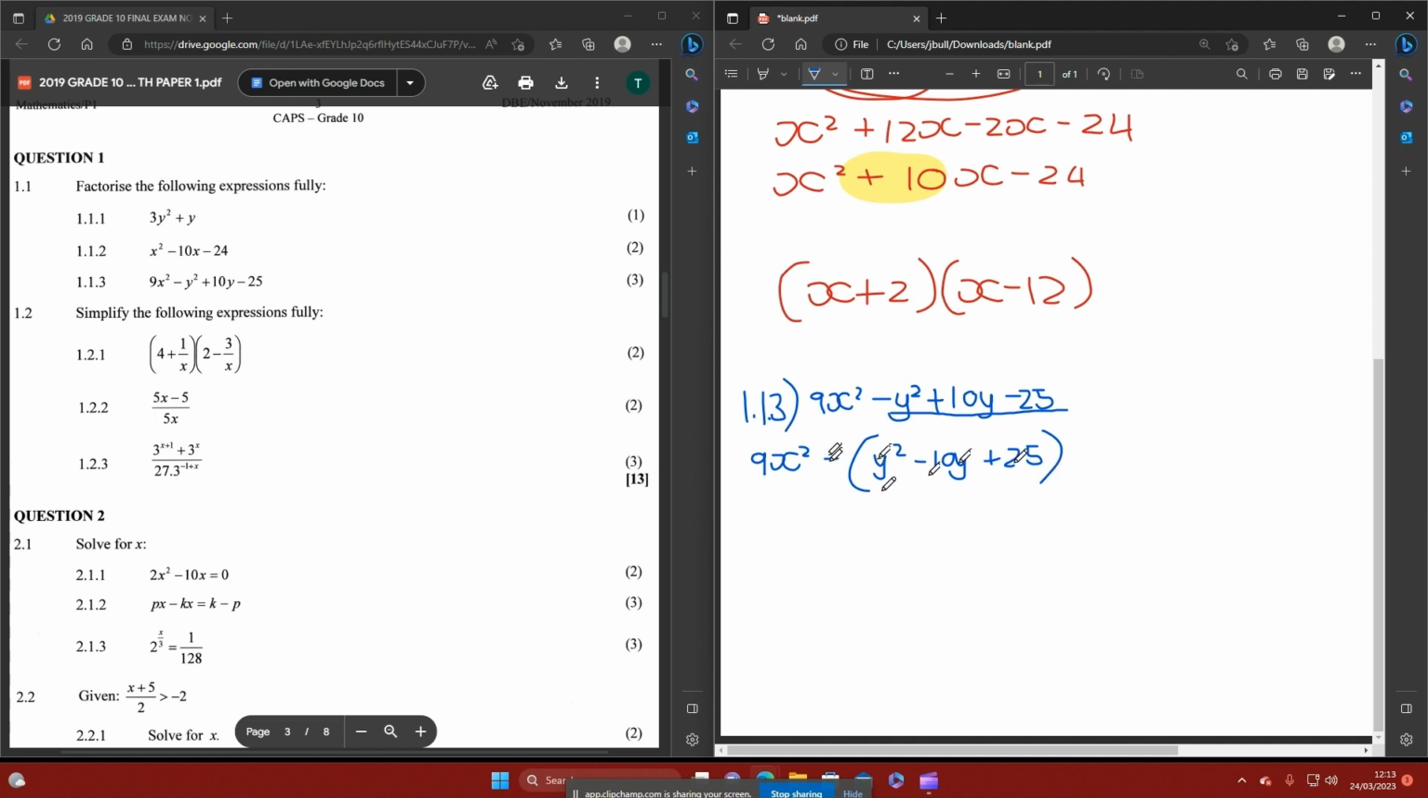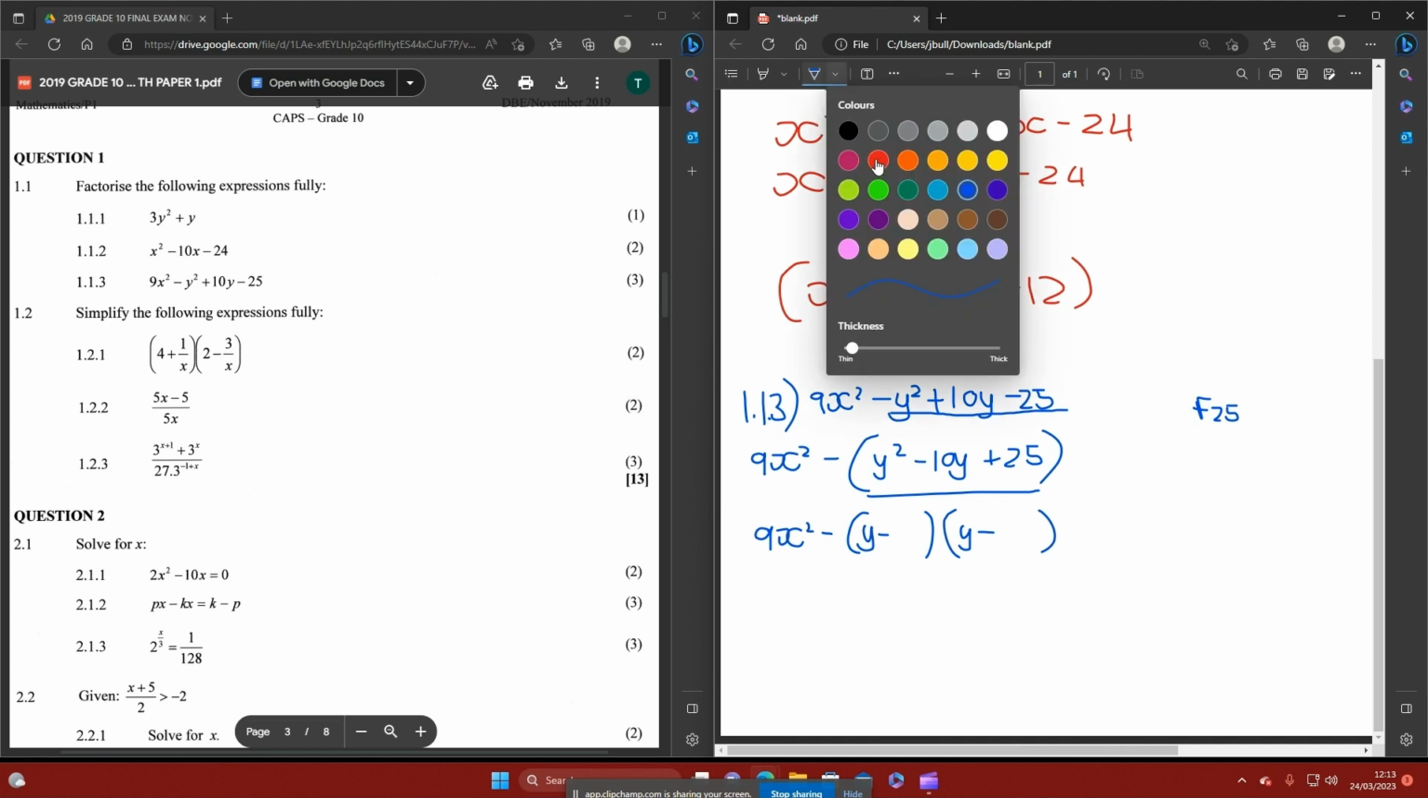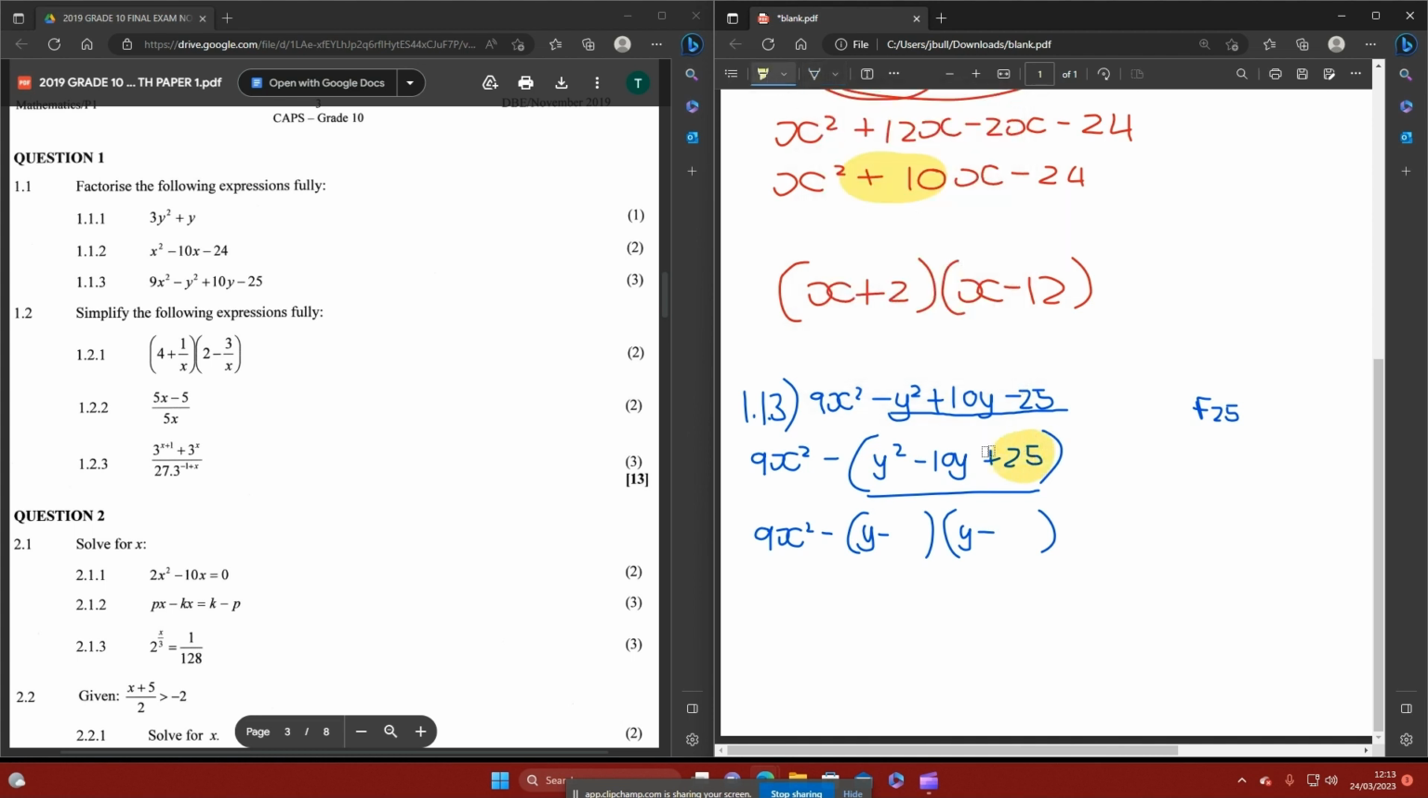Now we can factorize this quadratic in the brackets, just like we did in 1.1.2. So if we factorize that, we keep in that 9x squared. And then this quadratic, we know it becomes two brackets with y in the front of both. And now we have different signs outside, which means we're going to have the same signs in here, and they are both going to be negative. How we read this is from the back: factors of 25 that add up to 10. That is what we are looking for.